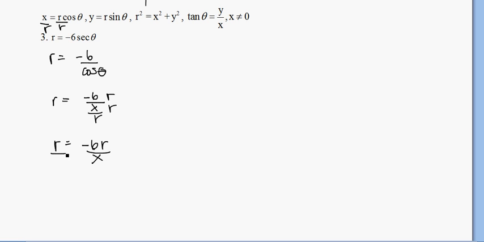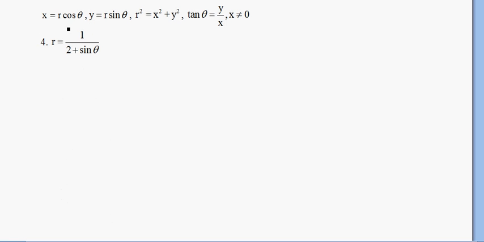And if I cross multiply, which is pretty popular in these problems, I get xr equals negative 6r, and then get rid of the r, because that was the whole point. I want to remove the r and the theta. So divide both sides by r, I get x equals negative 6. So the vertical line x equals negative 6 in rectangular is the same as r equals negative 6 secant theta. And I believe we saw an earlier problem where some number over cosine was a vertical line.